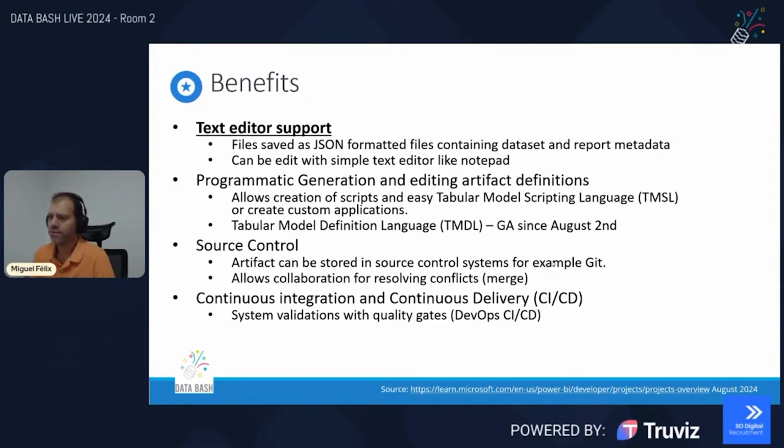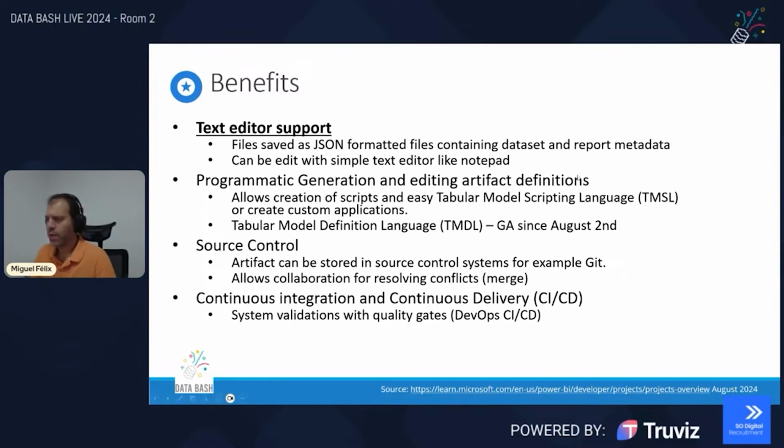Benefits. First, the support of a text editor. Everything is stored as JSON files. Not everything, but we will see what happens with those specific files that are not in the JSON format. And all of them, even the ones that are not in JSON, can be edited in a simple text editor. Second, programmatic generation of artifacts, especially when we talk about the semantic model part, so our tables and our measures. We have two main languages.